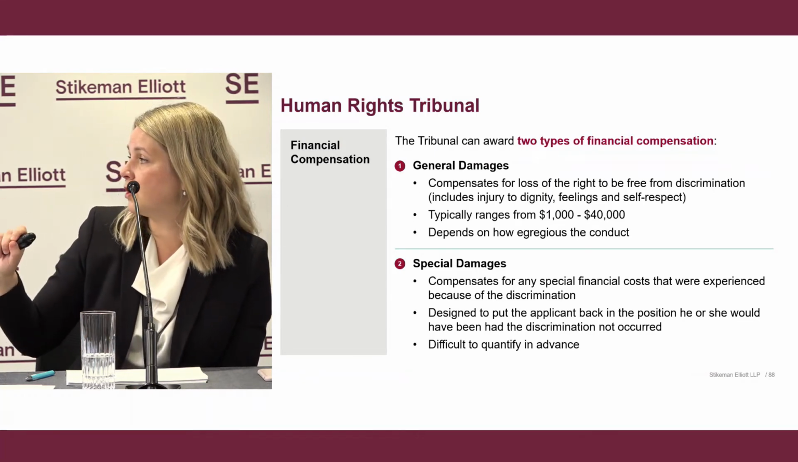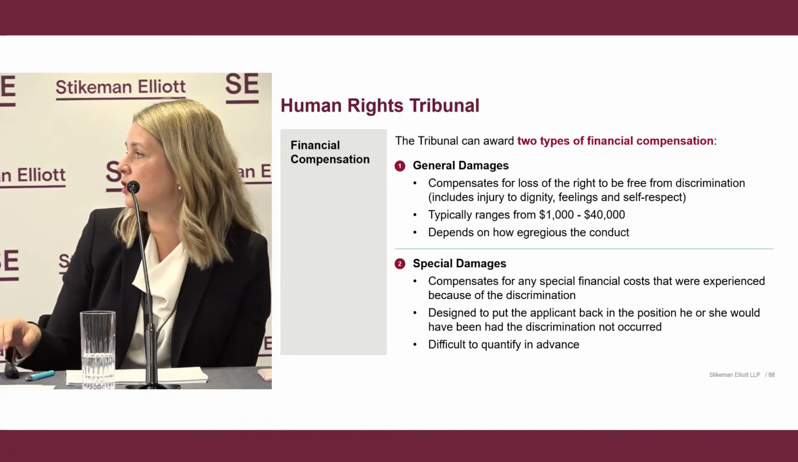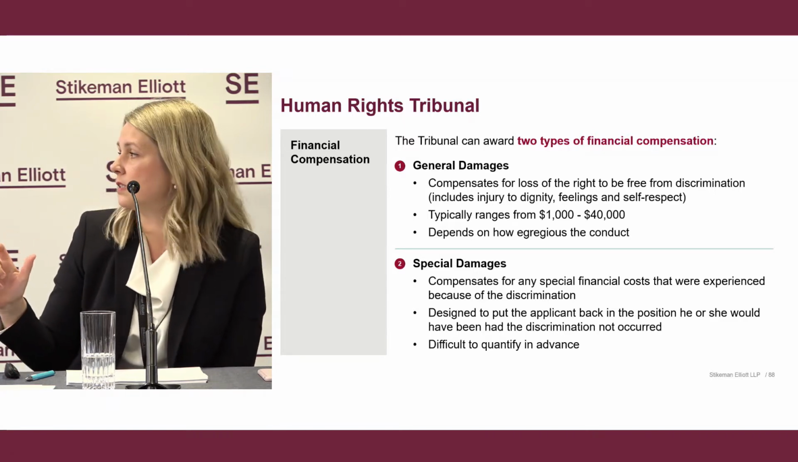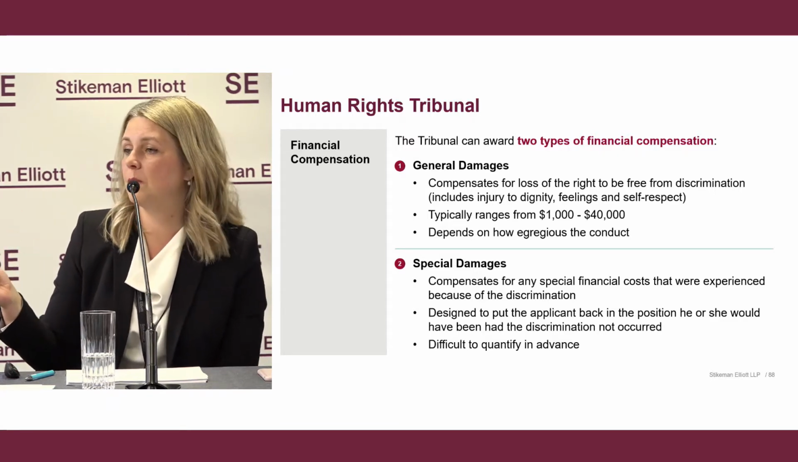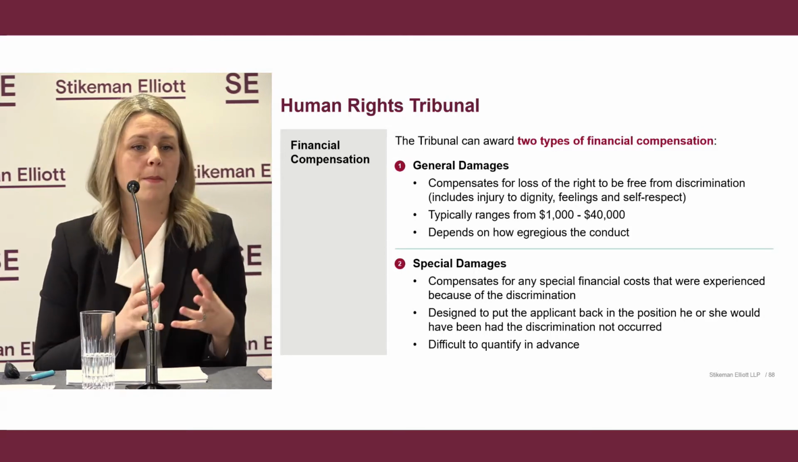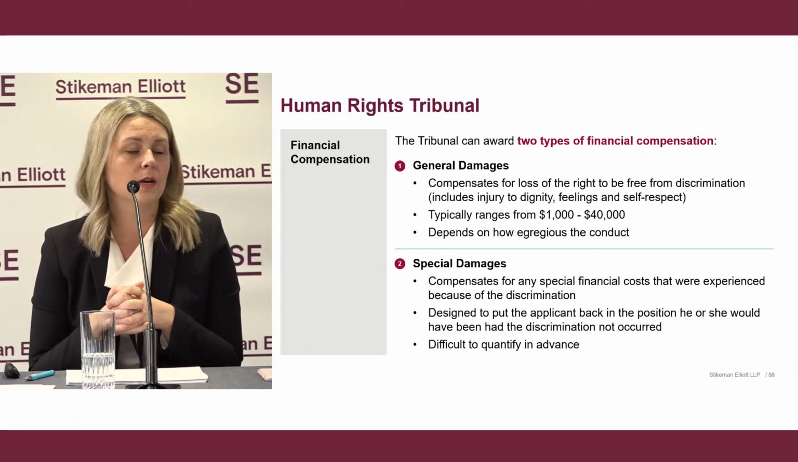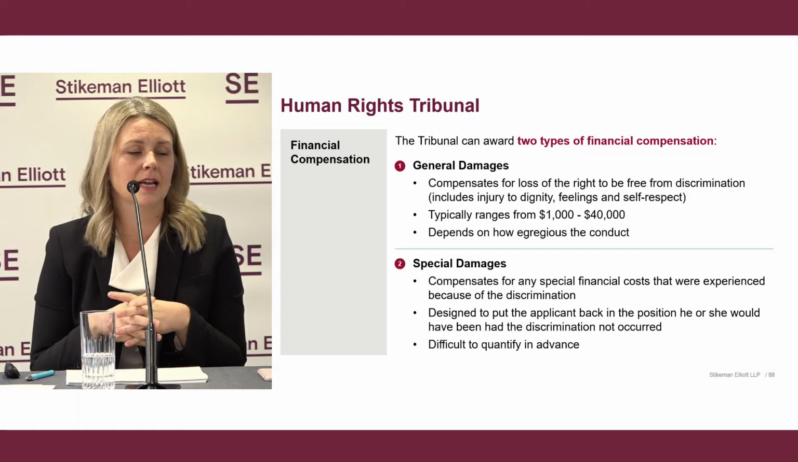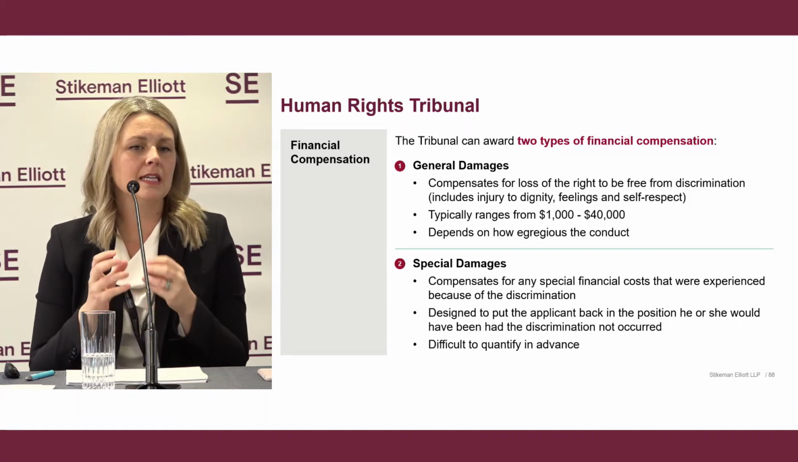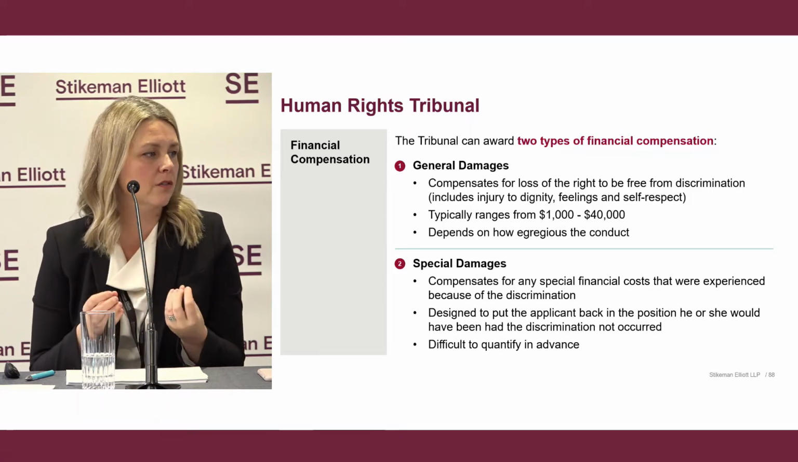Now, special damages are the compensation for the financial costs that are experienced because of the discrimination, and it's meant to sort of make them whole, put them back into the position they otherwise would have been had they not been discriminated against. So this is a bit easier to work out sometimes, but it's still difficult to predict in advance.